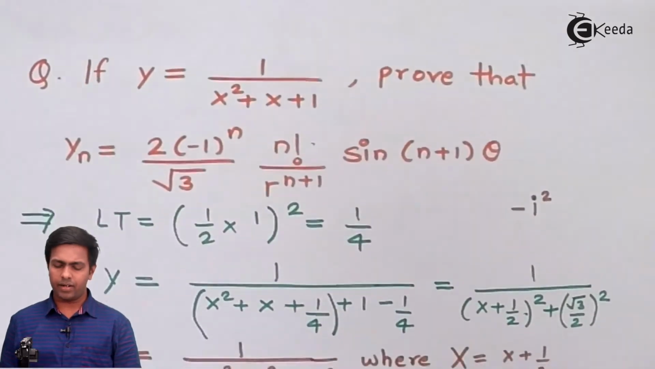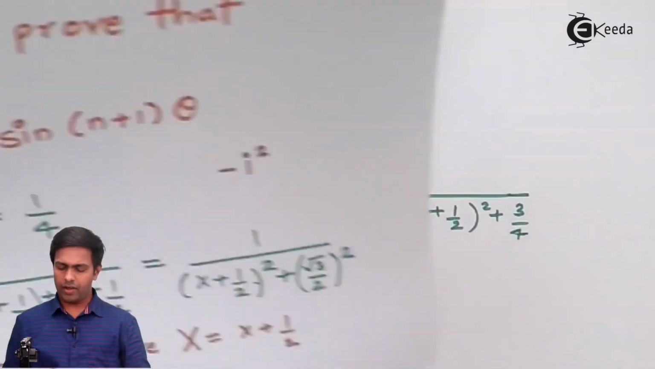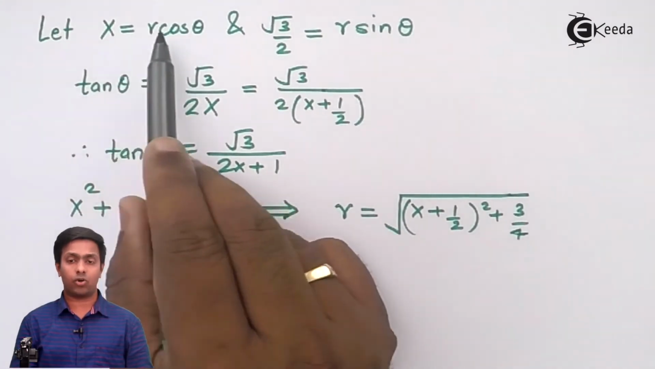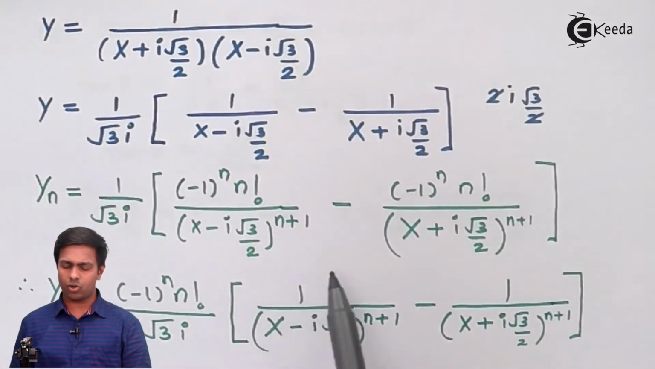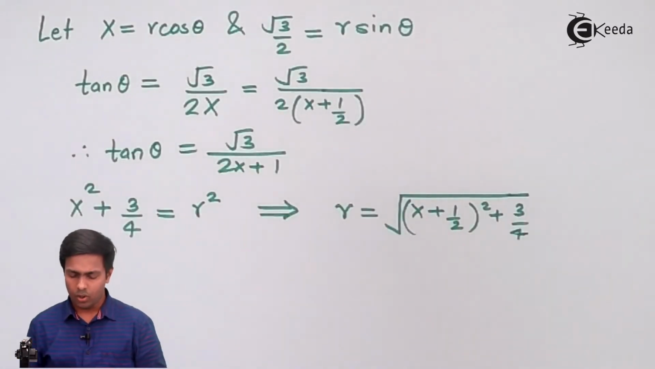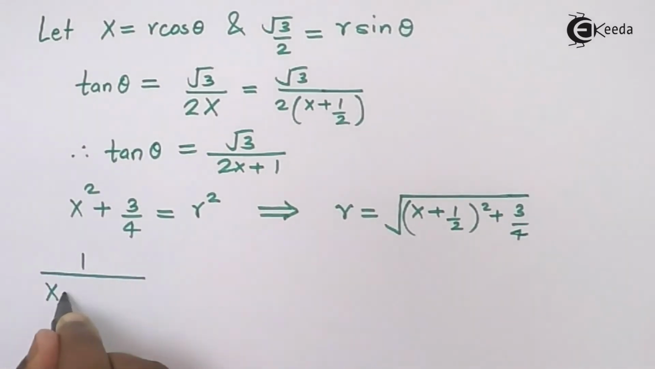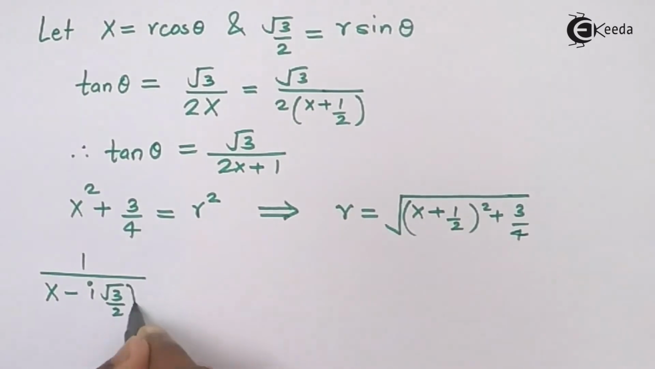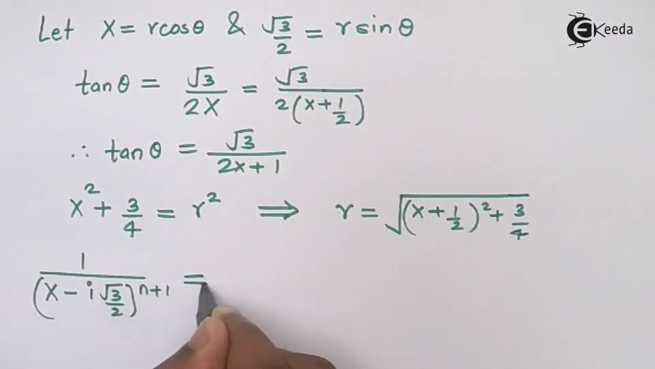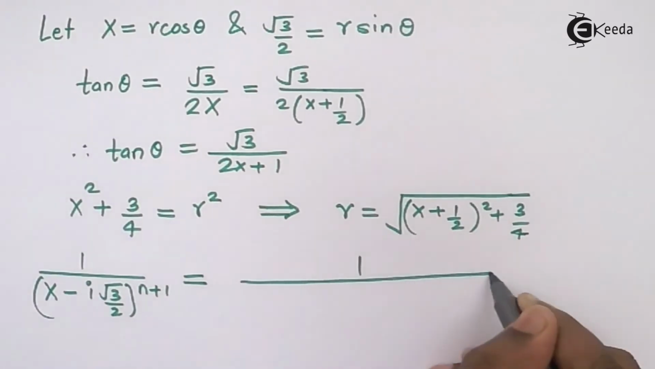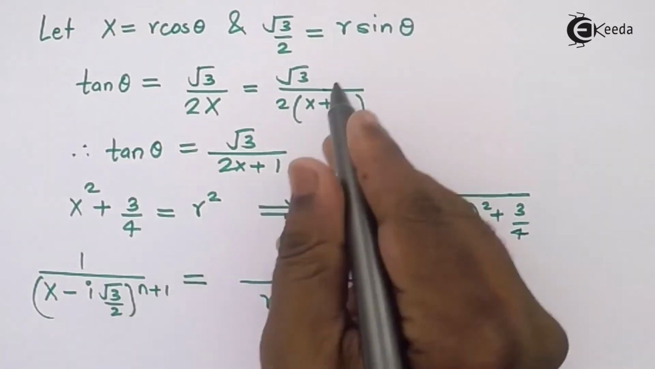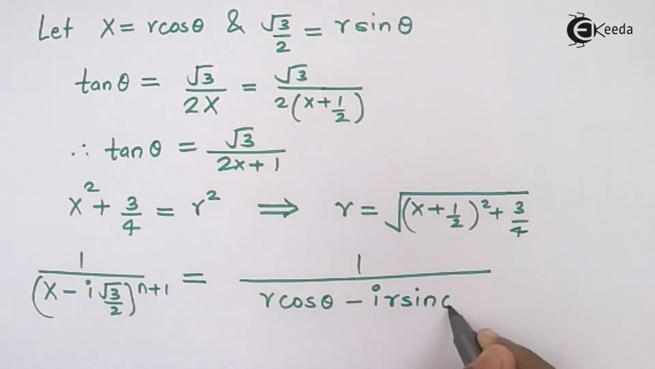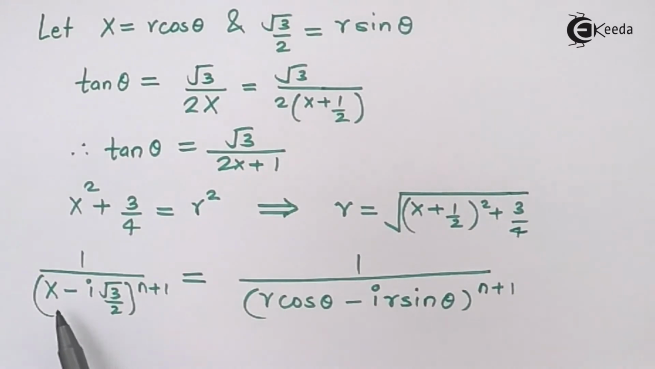So guys, let's come back here. Since I want this answer, I have assumed x as r cos theta and root 3 by 2 as r sin theta. We'll put these two values in this term. First of all, I'll solve the first term. So we will get 1 upon capital X minus i root 3 by 2 whole raised to n plus 1 equal to 1 upon r cos theta minus i r sin theta, whole raised to n plus 1. So here I've converted this number from Cartesian form to polar form.